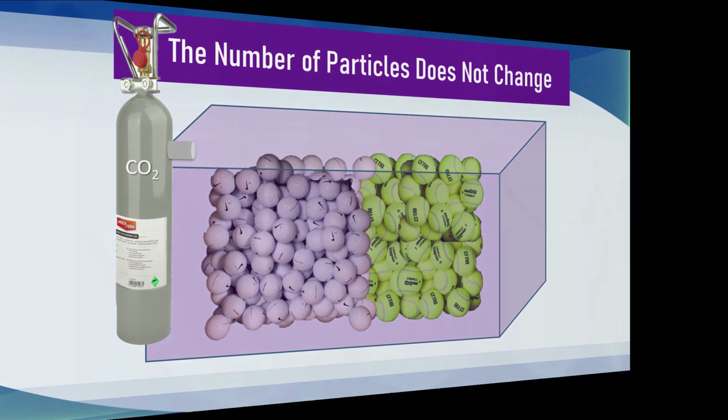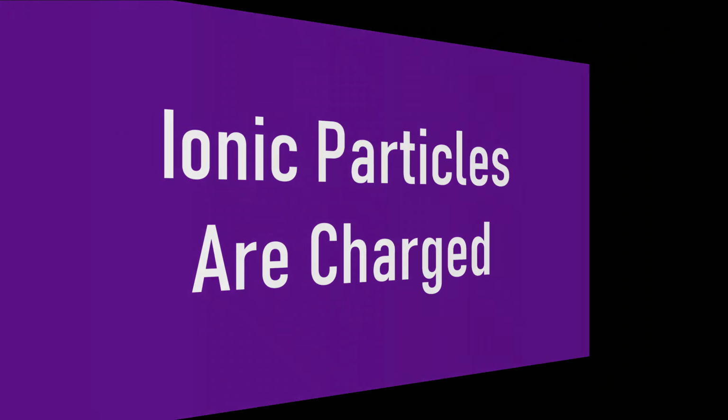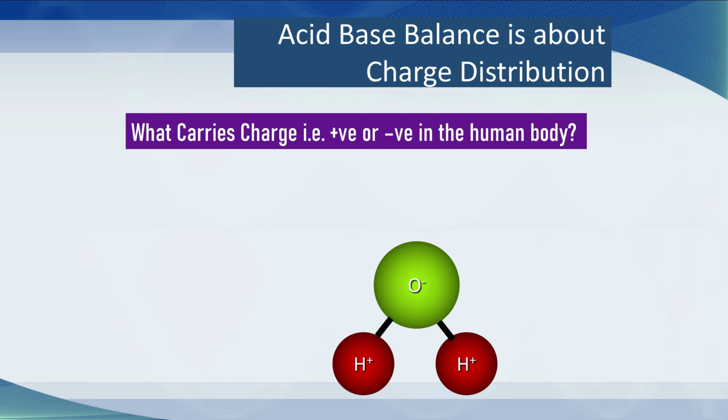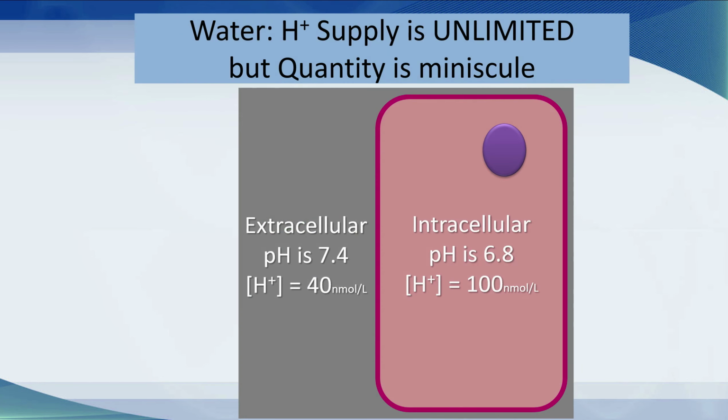Key thing to understand is that ionic particles are charged. Acid-base balance is all about charge distribution. Now, water carries charges. Remember, it can dissociate into its component parts, hydrogen ions, hydroxyl ions attached to clumps of water. But the hydrogen ion supply is unlimited and the amount of hydrogen ions is minuscule.